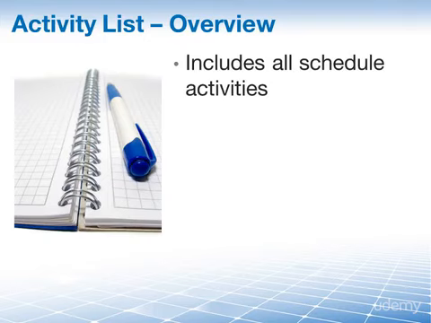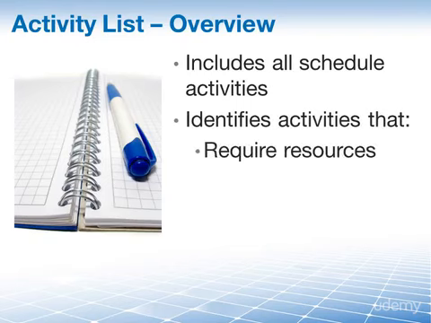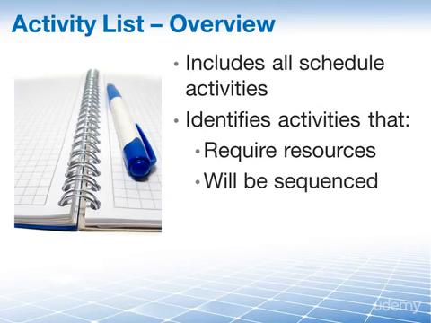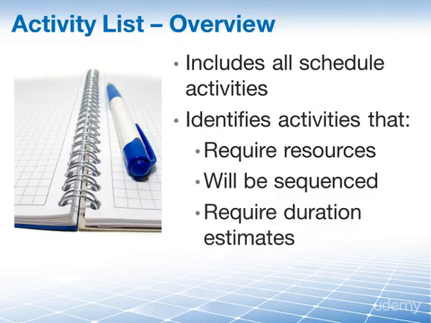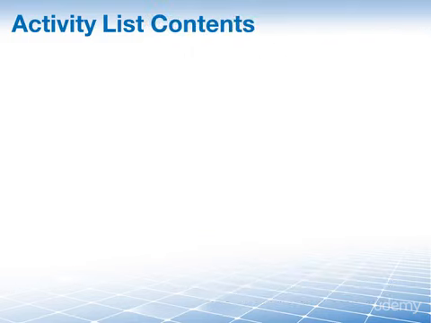for the project. The work on the activity list includes descriptions of each identified activity and identifies the activities that will require resources, all project activities that will be sequenced, all project activities that will require duration estimates, and all activities that will need to be included into the schedule model. Let's take a look at this in the form of a diagram.